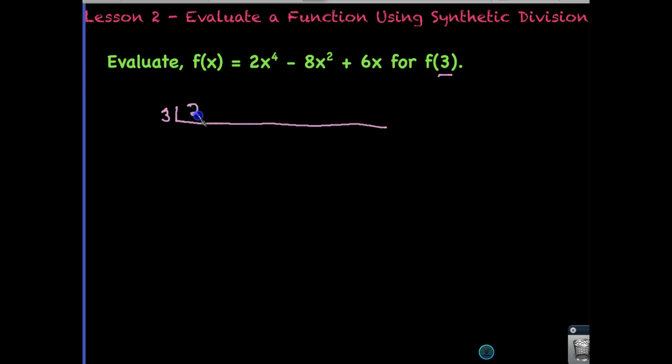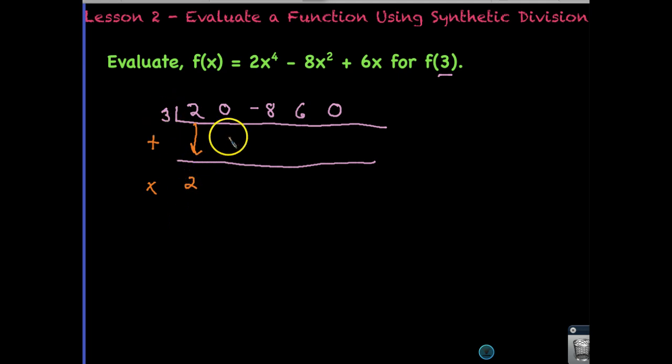So we start with 2. We need a 0 for the x cubed. We have a -8 with the x squared. We have a 6 with the x, and then we need a 0 for our constant term. If you don't plug in the placeholders, you'll get the wrong answer. So be very careful to do that. So remember, we're going to add down, and then we're going to multiply diagonally. So the first term comes straight down. That gives us something to multiply.